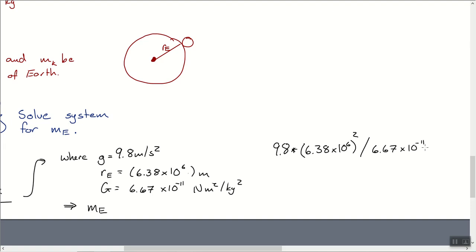If we PEMDAS through, I take that top part divided by 6.67, I get the answer, and then I multiply it times 10 to the negative 11. But that's not what's supposed to happen. Parentheses, right here.